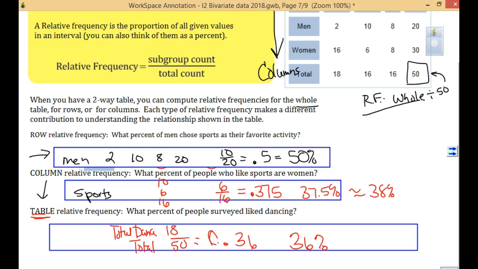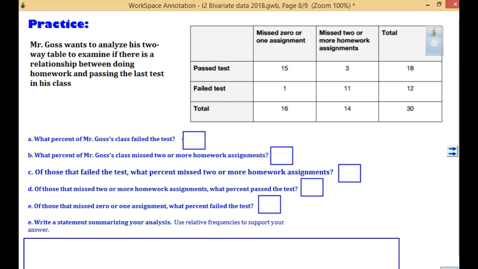That next table down, if we look at that situation, it says Mr. Gross wants to analyze his two-way table to examine if there is a relationship between doing homework and passing the last test in his class. So, missing 0 to 1 assignment, total number of people was 16. Missing 2 or more assignments was 14. He had a class size of 30. That's the number of people total in our class. If we are looking at this, we are looking at the number who passed the test. 18 out of the 30 passed the test. 12 out of the 30 failed the test.